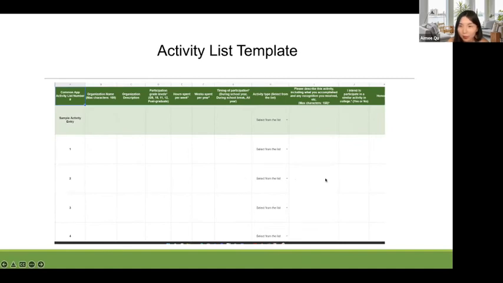This is also an activity list template that we offer our students. This is taken directly from the Common Application. And I tend to ask my counseling students to start working on this from 10th grade, because I do, again, want them to think intentionally.